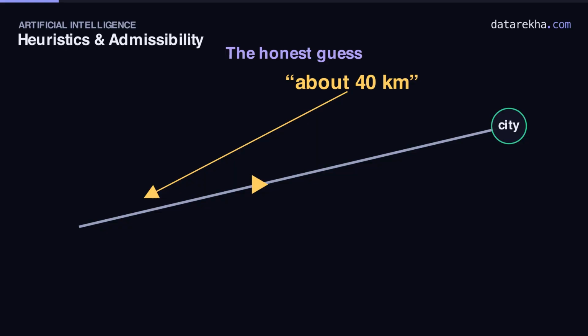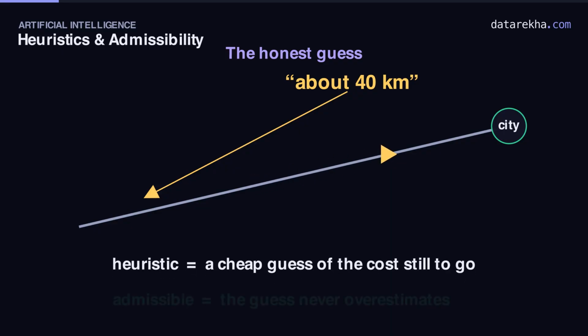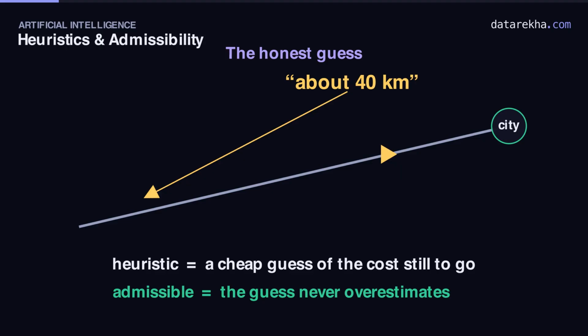It might say 40 when the honest truth is 45. It would never say 30. That guiding number, the distance still to travel, is a heuristic. And this one-sided honesty, never overshooting the truth, has a name, an admissible heuristic. Get it right, and clever search finds the genuinely cheapest path. Let's see exactly why.